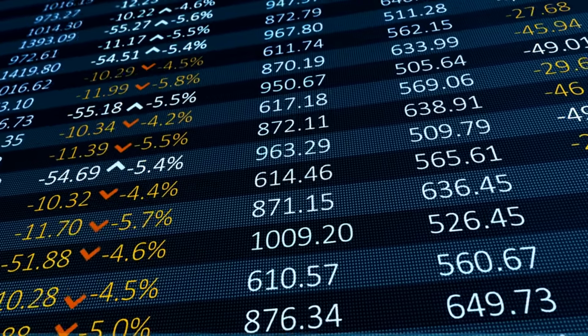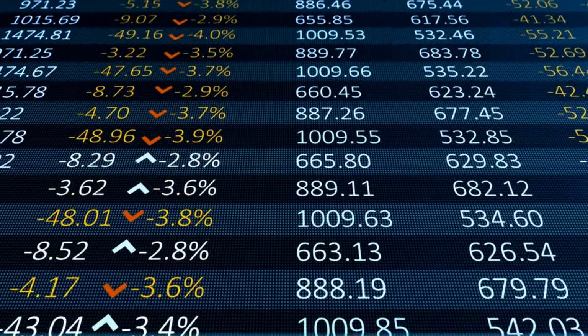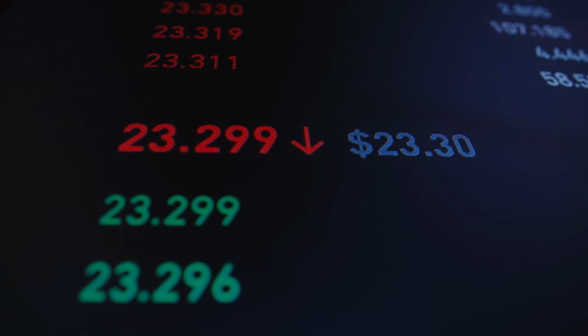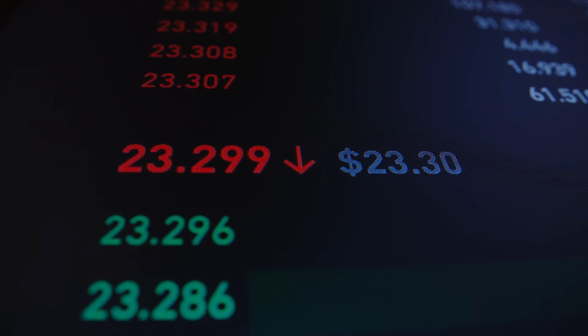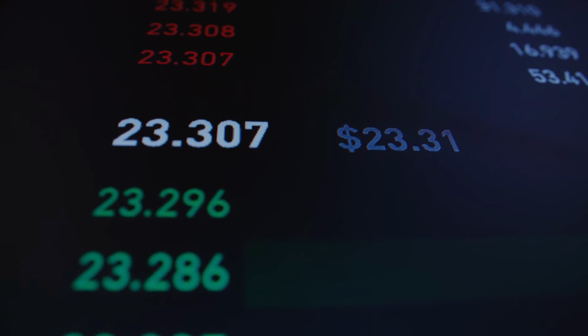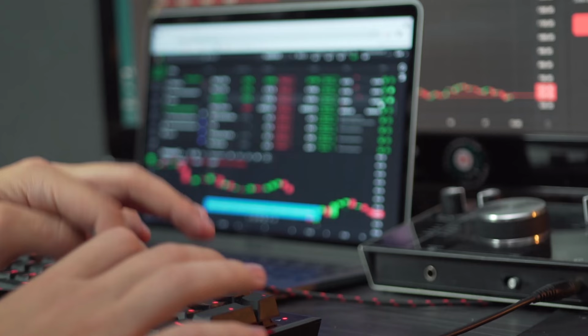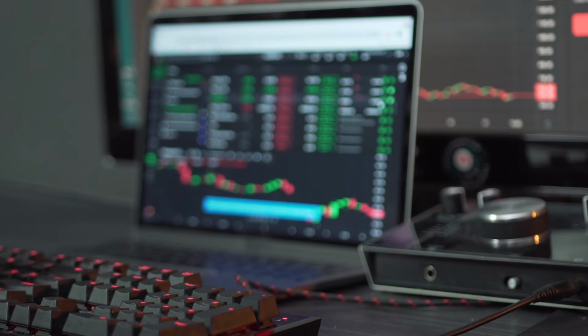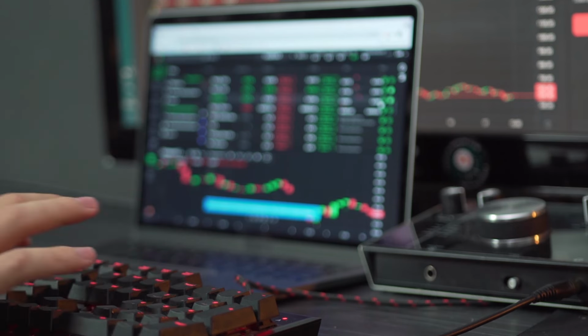However, if the stock price doesn't go above the strike price, the call option expires worthless, and you lose the premium you paid for the option. This is the cost of having the right to buy the stock at a set price.